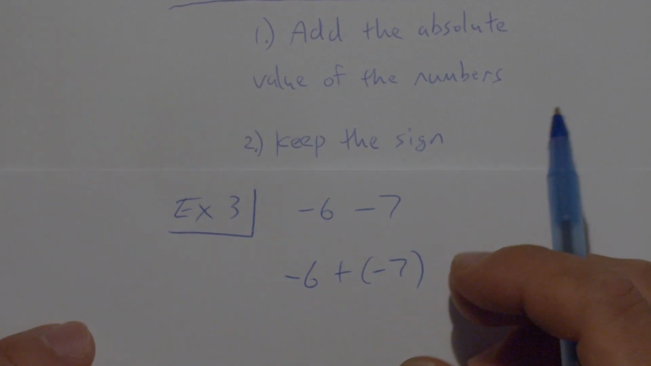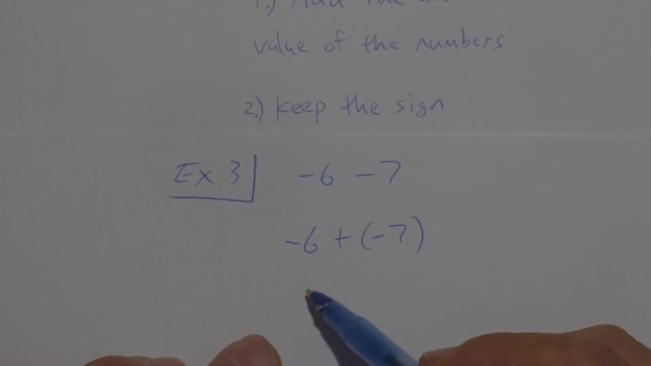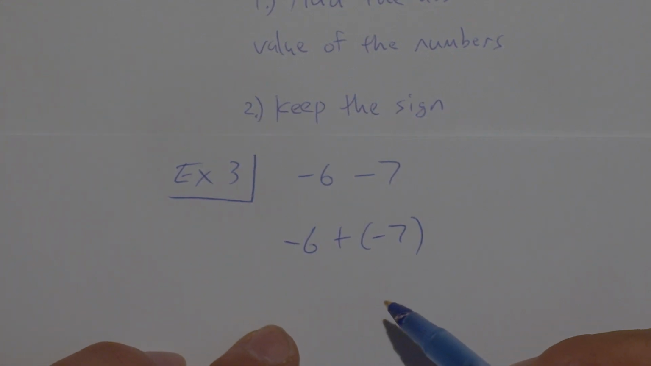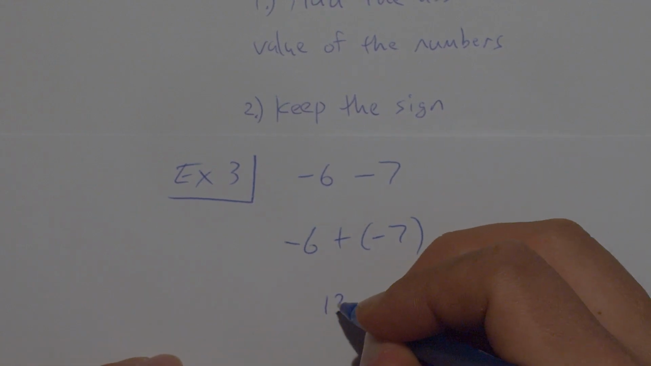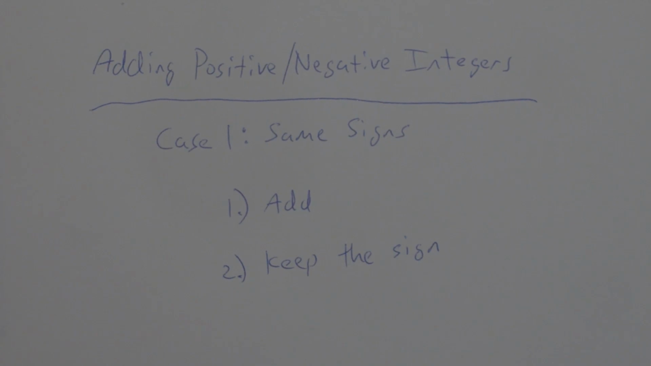So what we're going to do is add the absolute values of these two numbers. The absolute value of -6 is 6. The absolute value of -7 is 7. We're just adding 6 and 7 to get 13, but we're also going to keep the sign. Boom, we're done.